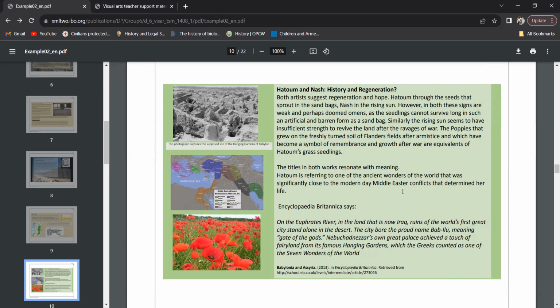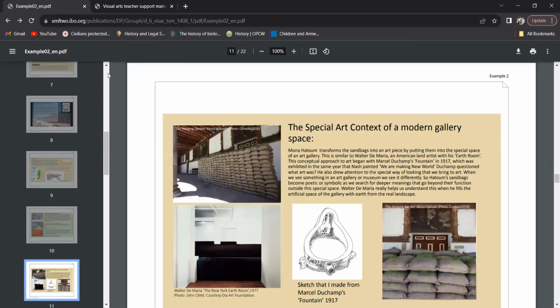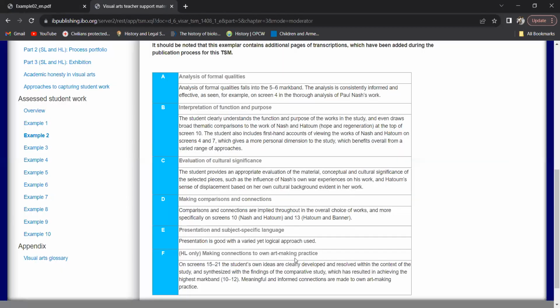Okay, so the titles in both works resonate with meaning. Hatoem is referred to the ancient wonders of the world. Again, we have a verified source explaining this. So we see connections being made to their own art making practice. We've seen some of her pieces being used here. I haven't seen a connection yet, but we're about to see that in a second.